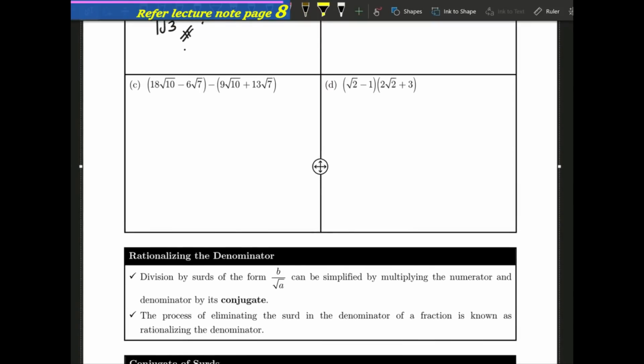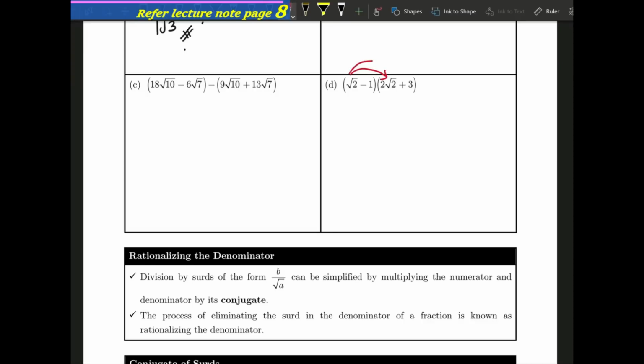We try to solve question D. Question D involves two brackets, so we need to expand the brackets first. How to expand the brackets? Do you remember how to expand the brackets, class?